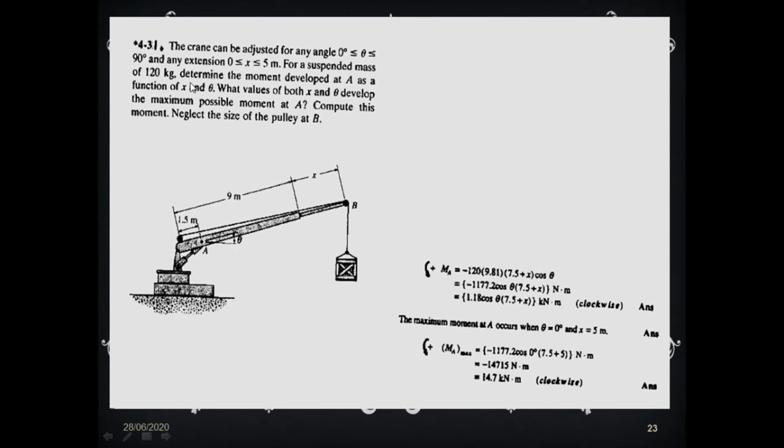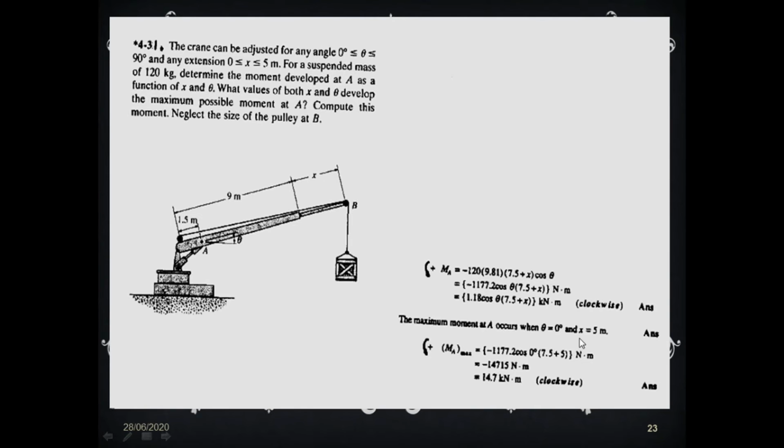If you look at it, why is theta 0, not 90? Because this is cos theta, and if we say cos 90, it will become 0. And for x, we take x equals 5. Why not 1, why not 2, why not 3? Because you want to increase your moment. So if we want to increase our moment, we will write x equals 5.